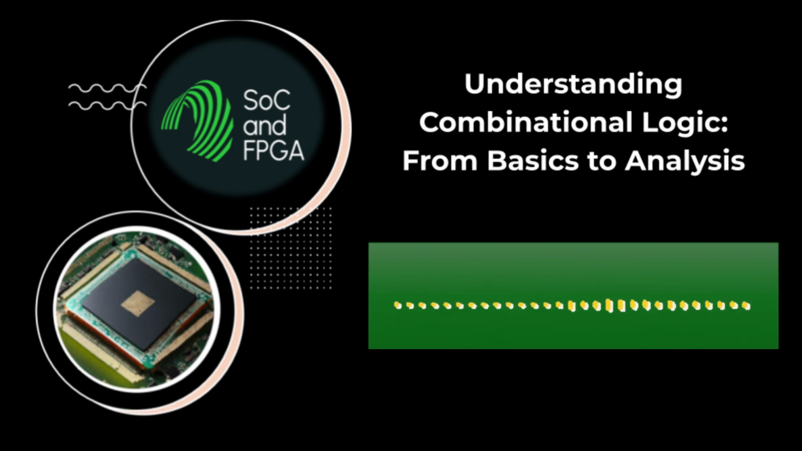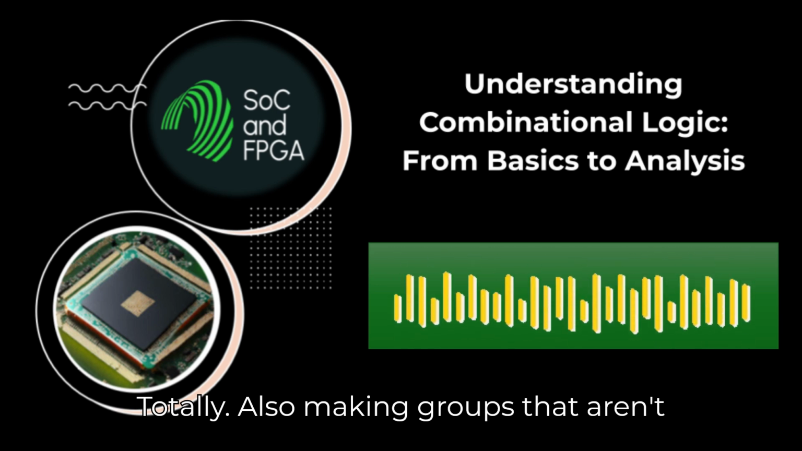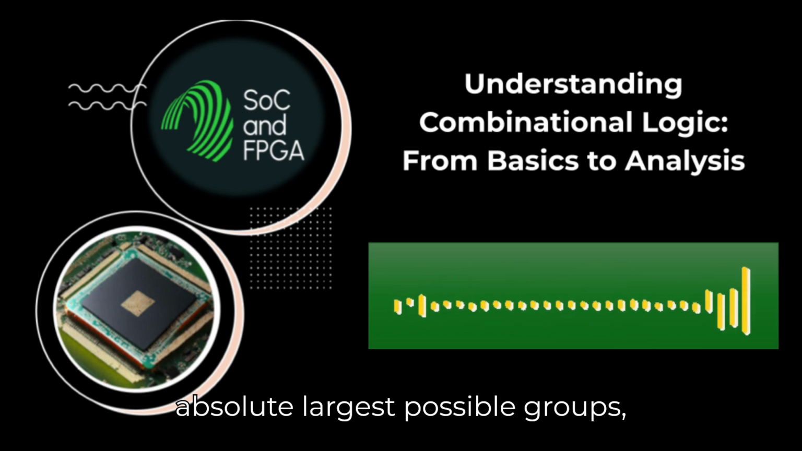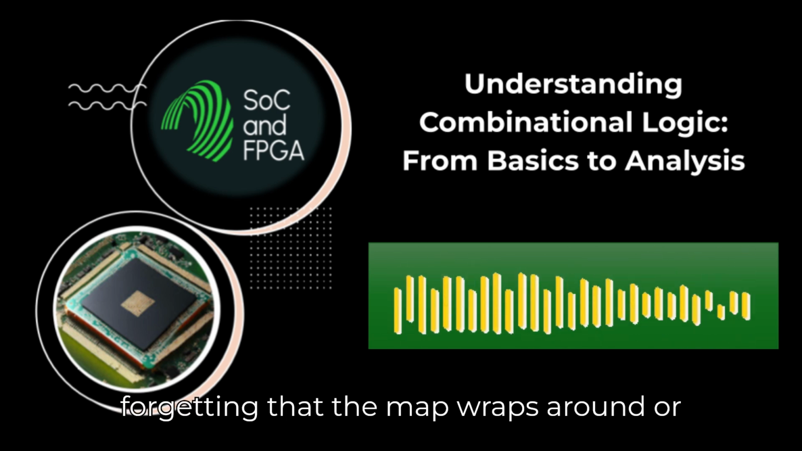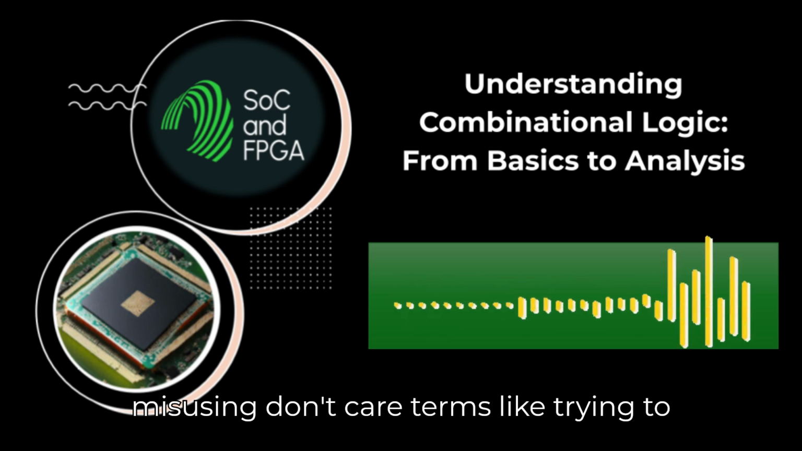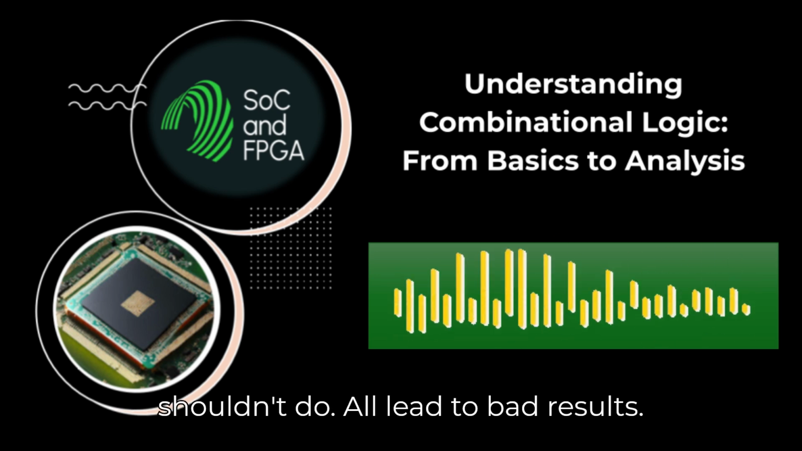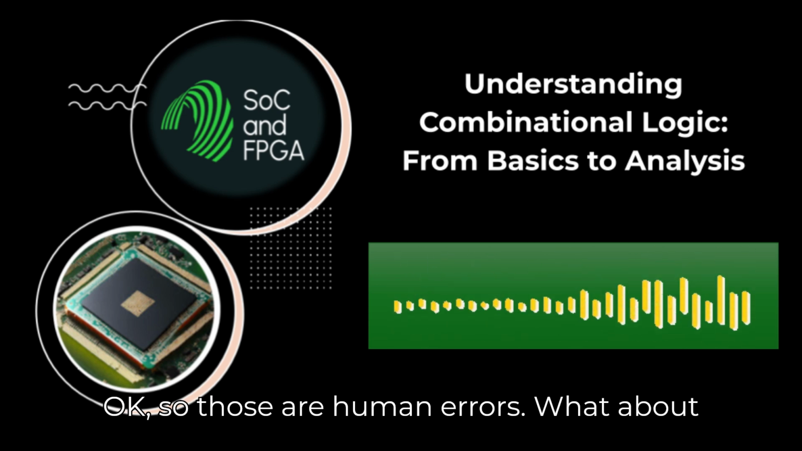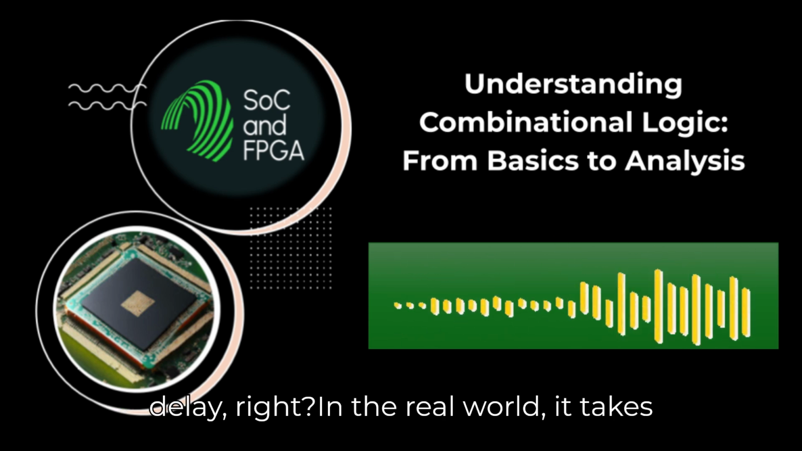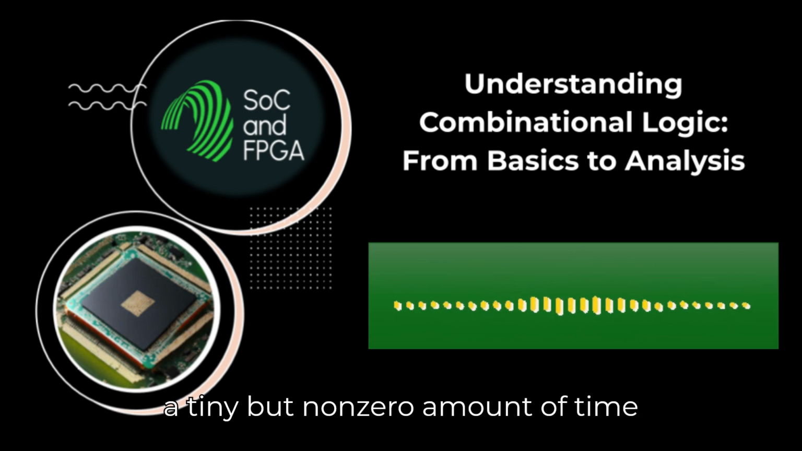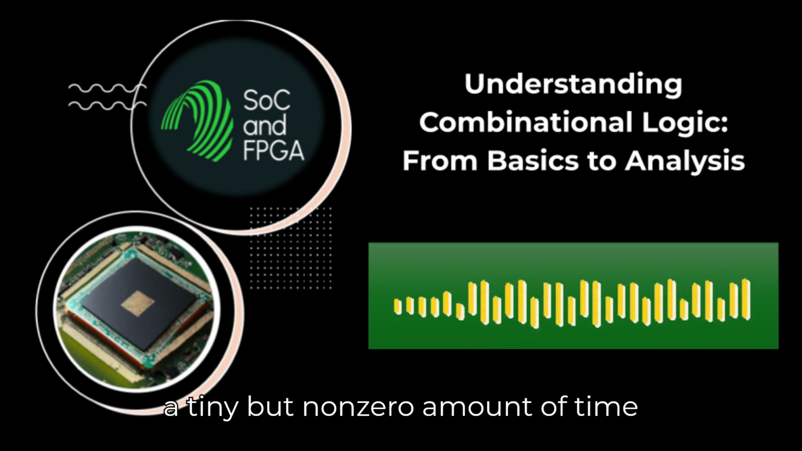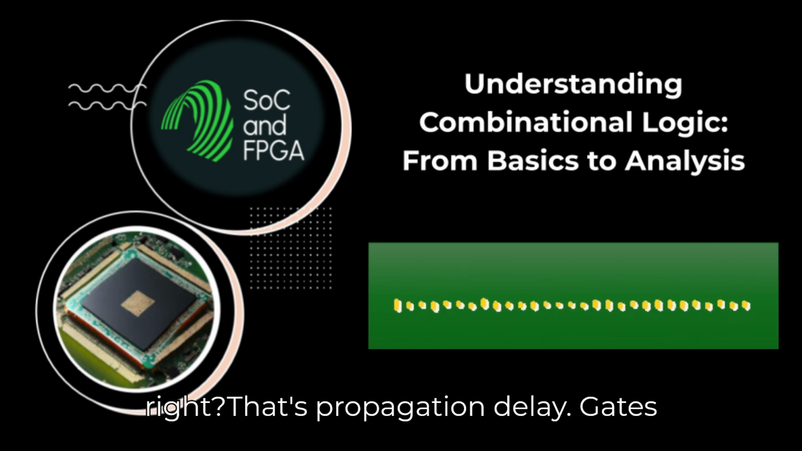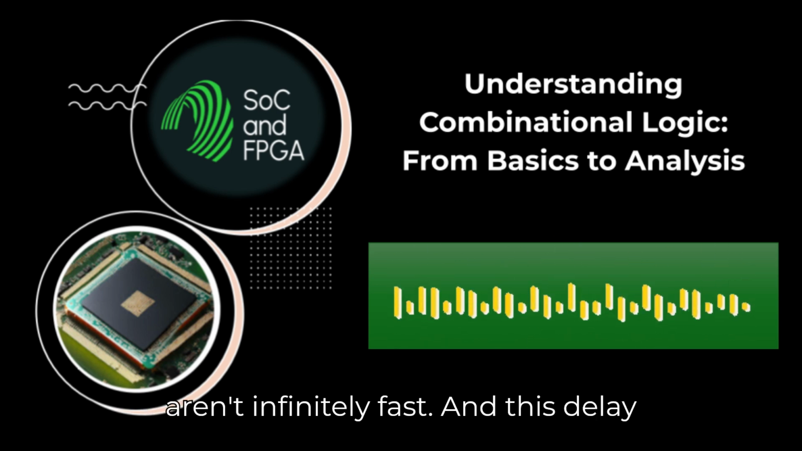Ah, fatal flaw. Totally. Also, making groups that aren't power of 2 sized, not finding the absolute largest possible groups, forgetting that the map wraps around, or misusing don't care terms, like trying to group only X's together, which you shouldn't do, all lead to bad results. Okay, so those are human errors. What about the physics? You mentioned propagation delay. Right. In the real world, it takes a tiny but non-zero amount of time for a change at a gate's input to actually cause a change at its output. That's propagation delay. Gates aren't infinitely fast.